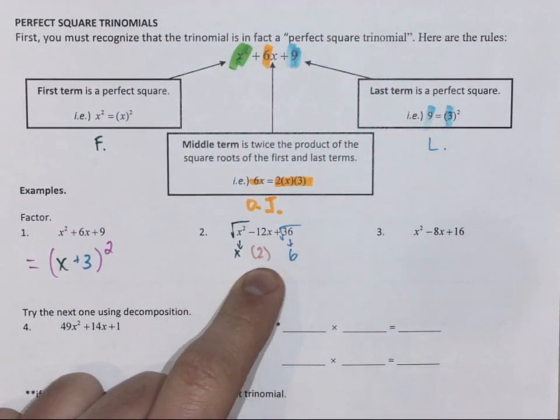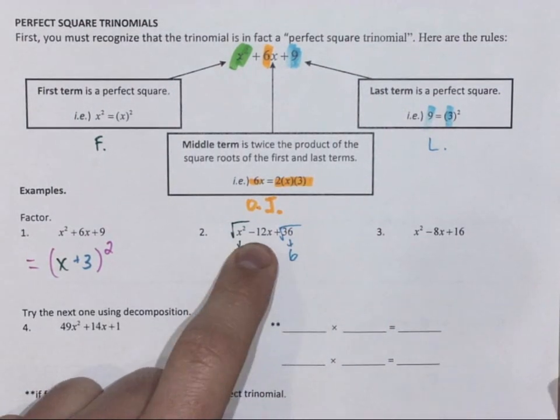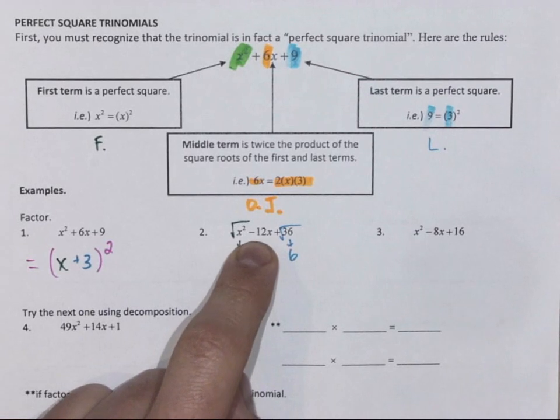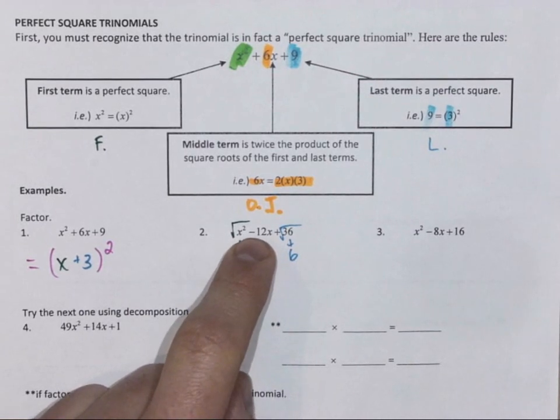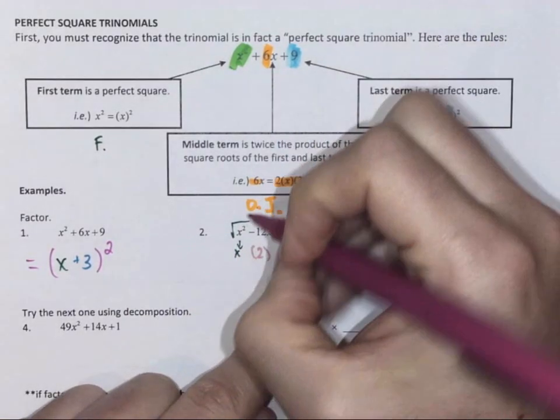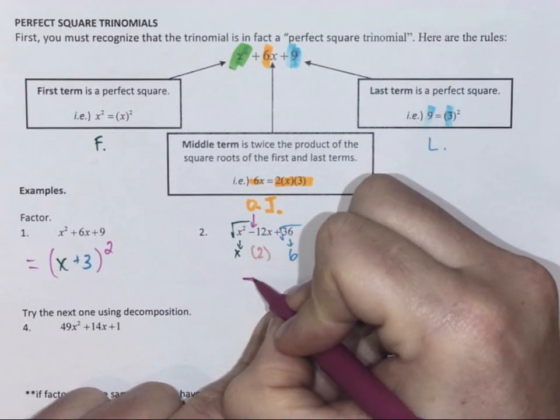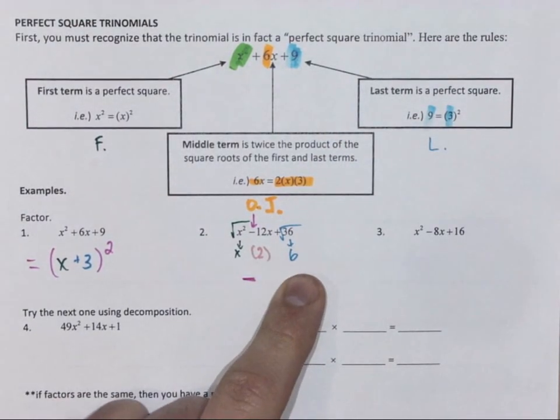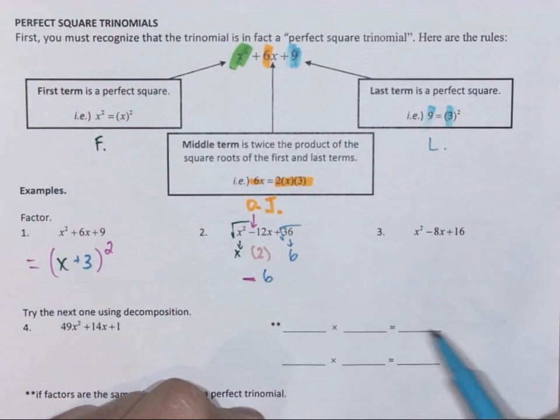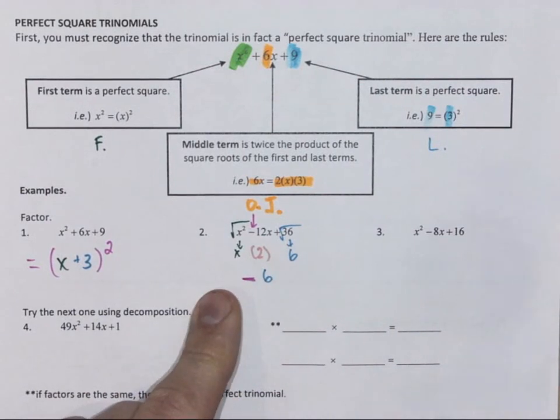x times 2 is 2x, times 6 is 12x. Well, we got 12x, but the only problem is it's negative. So now that negative right there is going to mean that it's going to be a negative 6. So it fits our pattern. There's a negative.